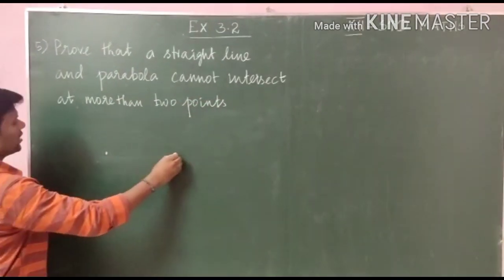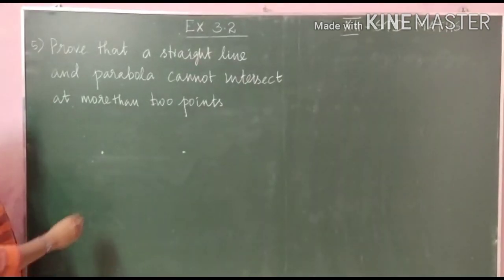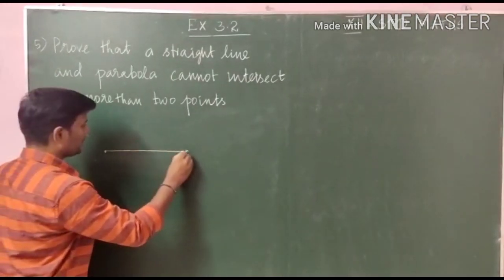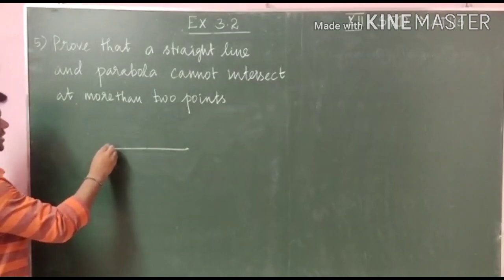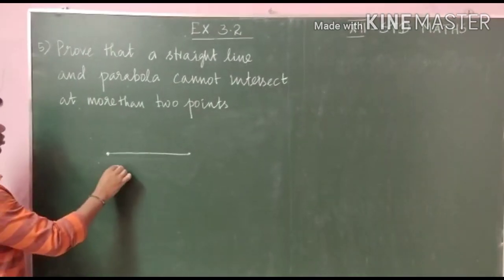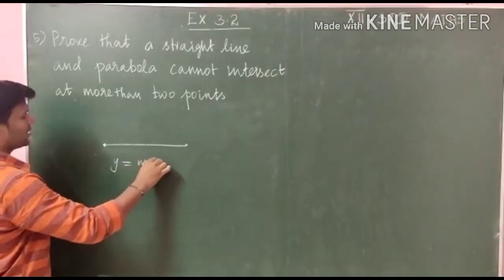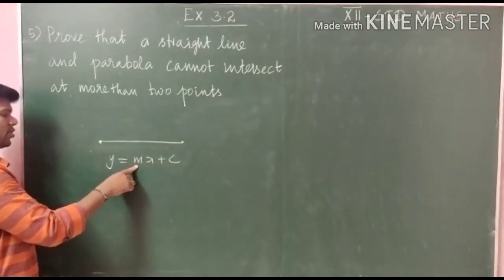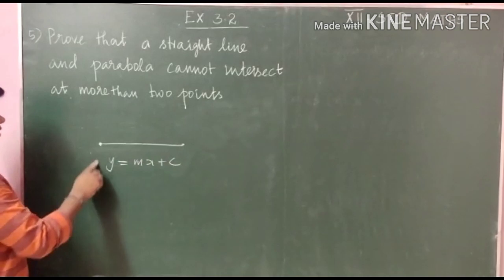So what is a straight line? In a plane, you take any 2 points. If you join these, we will get a line. So this is called what? Straight line. Okay. So we have an equation for a straight line: y is equal to mx plus c, when you know the slope and y-intercept. This is called what? Equation of a straight line.